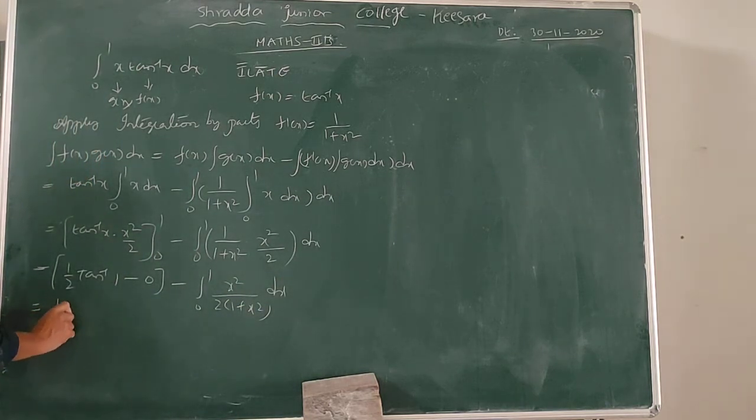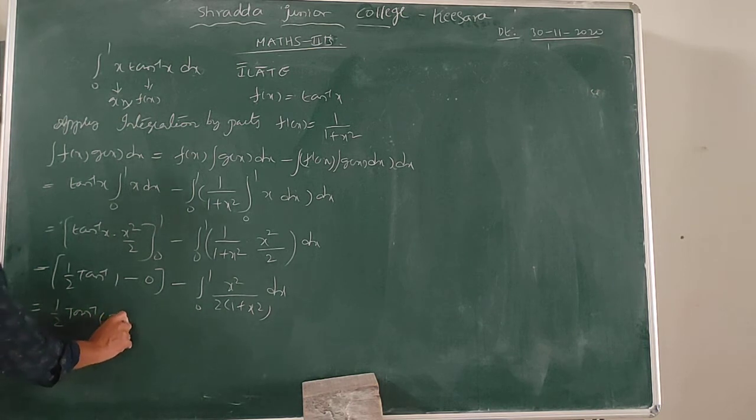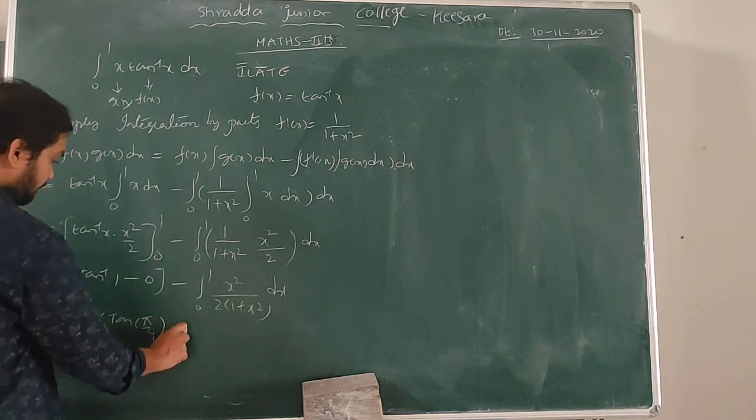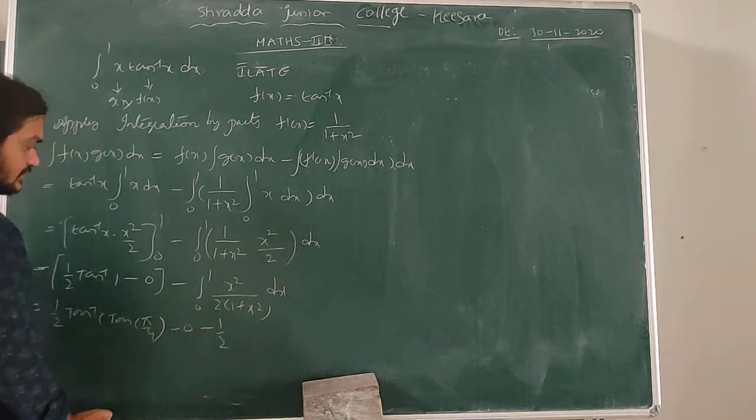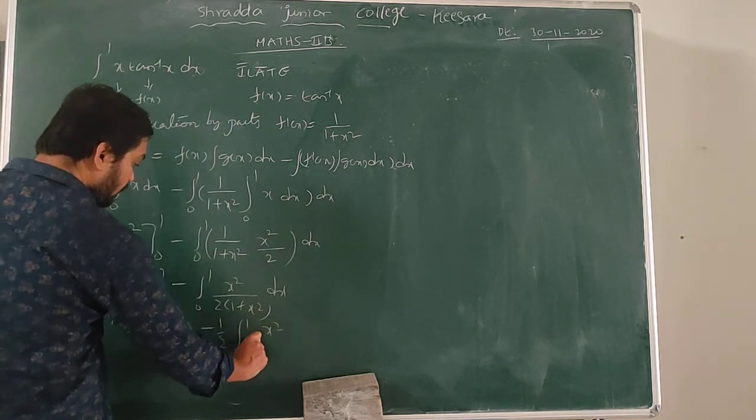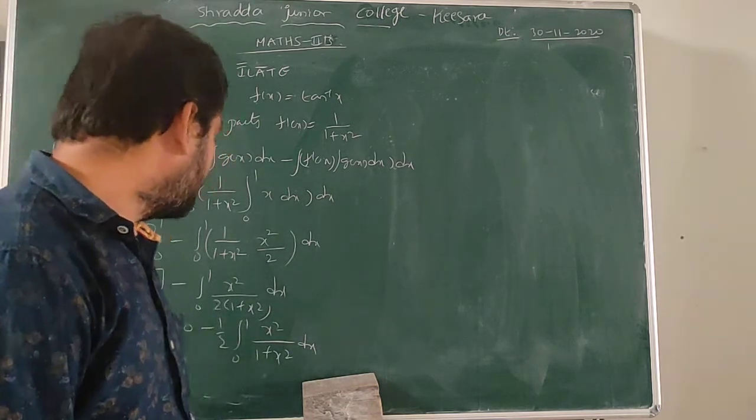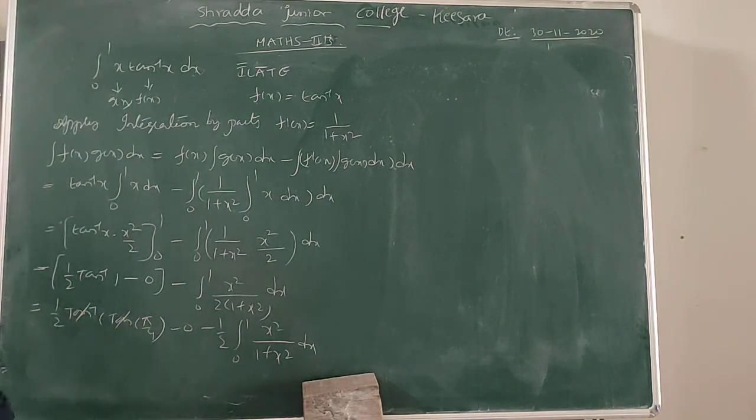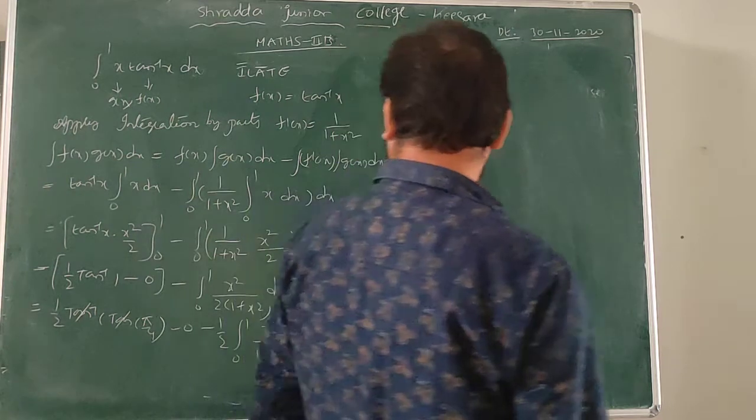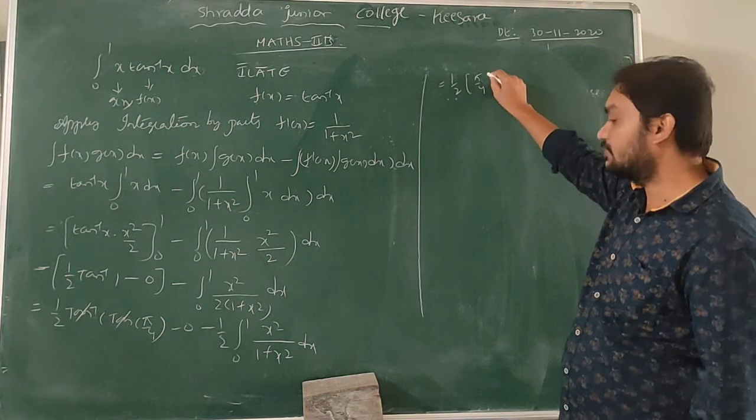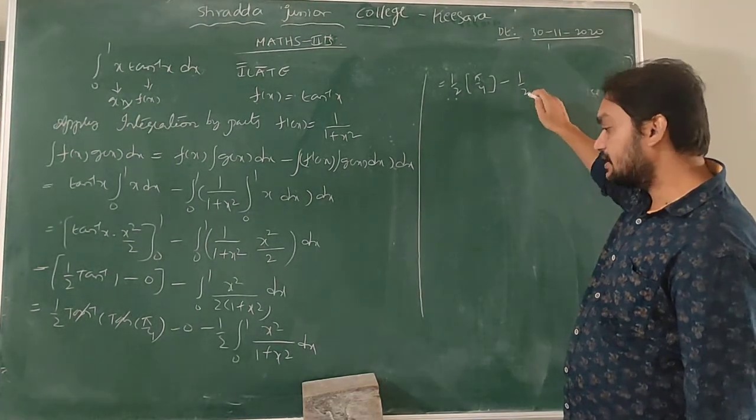Now see, 1 by 2 into tan inverse 1 means what? That is tan 45 degrees, tan pi by 4, minus 1 by 2 into 0 is nothing but 0. Minus, here 1 by 2 is constant, integration 0 to 1 x square by 1 plus x square dx. So see here, tan inverse and tan get cancelled. What we are getting here? This is equal to 1 by 2 into pi by 4 minus 1 by 2.